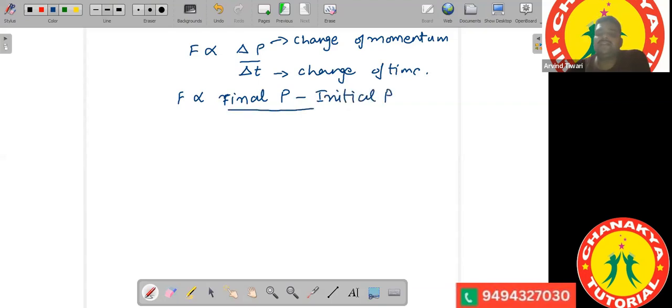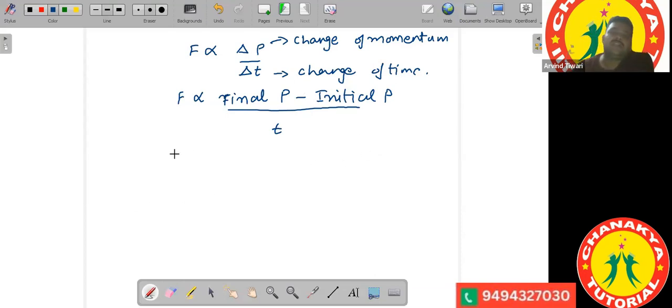And let the change of time be t. Whatever time has changed, let that be denoted by t. So final momentum minus initial momentum. Whatever change we measure, what is its final value and what is its initial value. Subtract the initial value from the final value, and you get your momentum change.